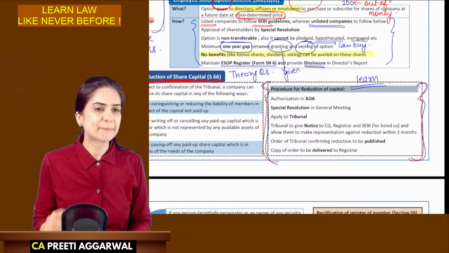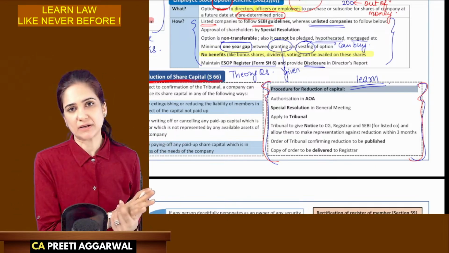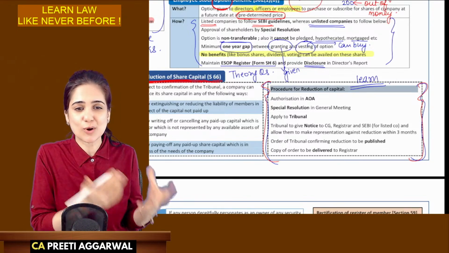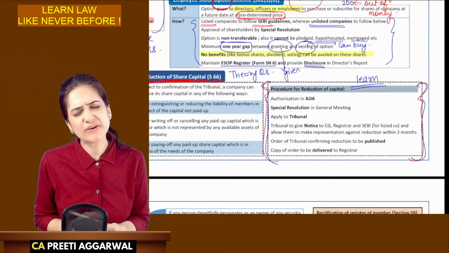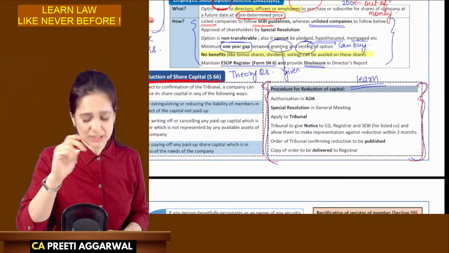See, reduction of capital is actually not allowed because creditors are affected. When you reduce the capital, they are scared that the company will not have enough money to pay our liabilities. That is why reduction is allowed only with the approval of tribunal. What is the meaning of reduction?